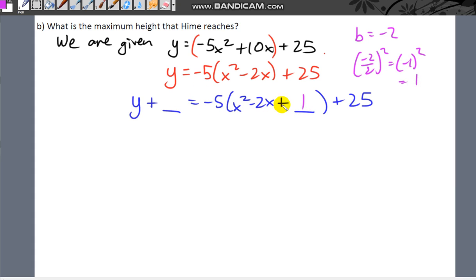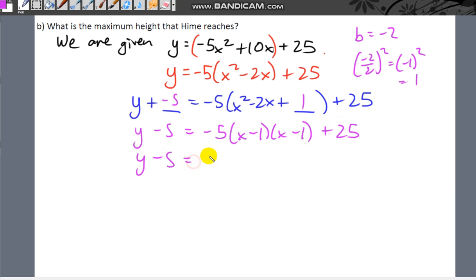On the other side is negative 5 times 1, so it's going to be negative 5. So we have y minus 5 equals negative 5, and if you guys remember how to factor this, this is basically x minus 1 times x minus 1, and then plus 25. We can group these together, so y minus 5 equals negative 5 times x minus 1 squared plus 25.